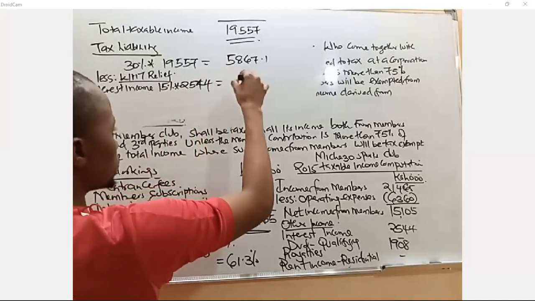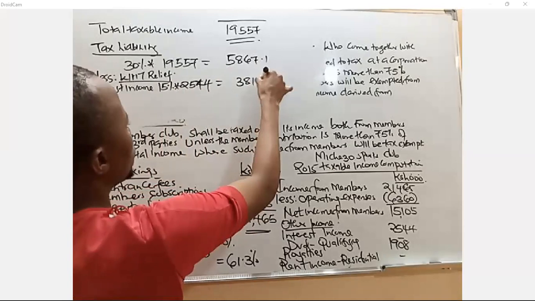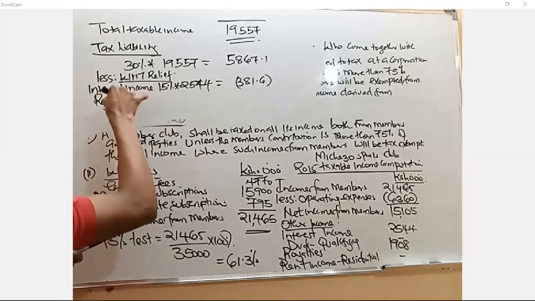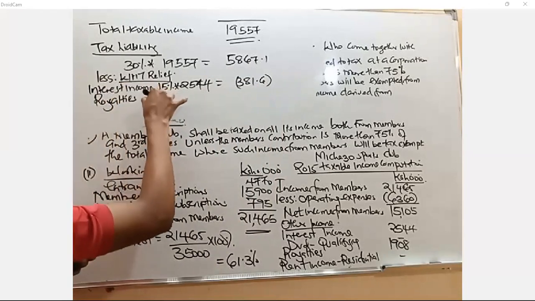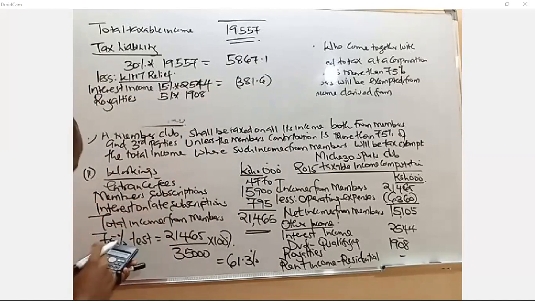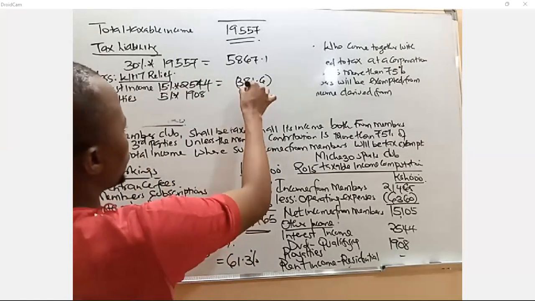We are getting around 381.6. There is royalties. The rate for royalties is 5% of 1908. So 0.05 times 1908, we get 95.4.